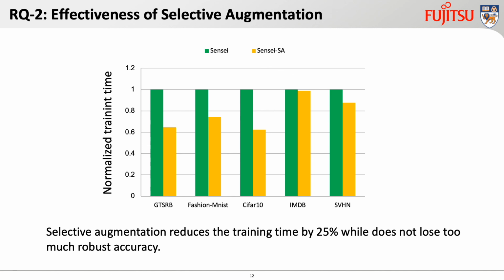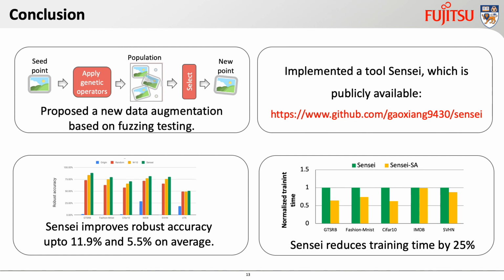Further, we evaluate the effectiveness of selective augmentation by measuring the training time. Our evaluation results show that selective augmentation can reduce the average training time by 25% while not losing too much robust accuracy. In conclusion, we propose a fuzzing-based data augmentation to improve the robustness of AI models. We implement a tool called Sensei, which is open source available. Compared with the state-of-the-art, Sensei improved the robust accuracy by 5.5% on average and reduced the training time by 25%.